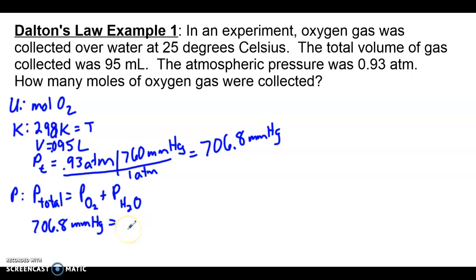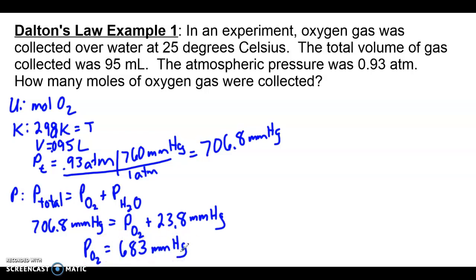I really jumped into the solve here, didn't I? Let's see. So the pressure of the oxygen we don't know yet, and the water vapor pressure we looked up, and it was 23.8 millimeters of mercury. So we'll subtract to get the pressure of the oxygen. When I carried that out, I got that the pressure of the oxygen is 683 millimeters of mercury.